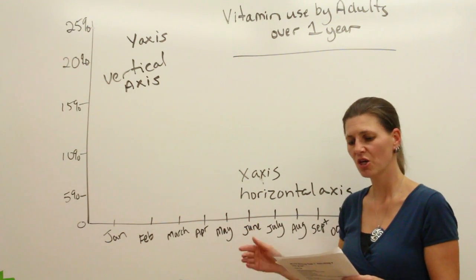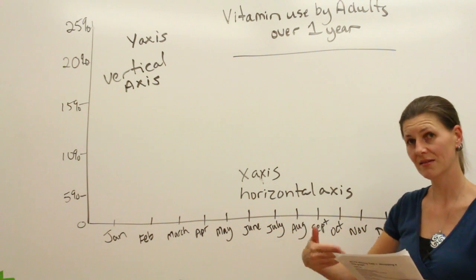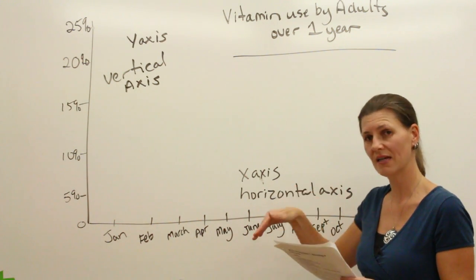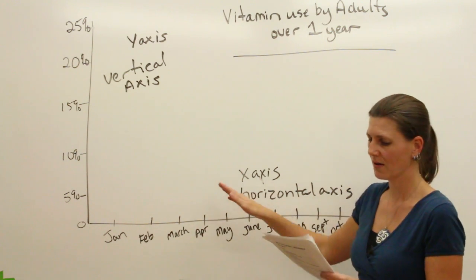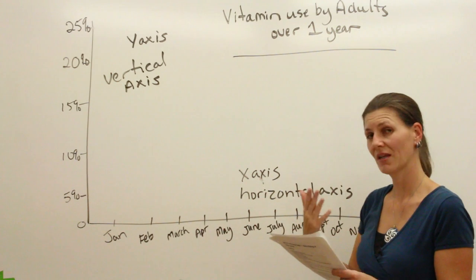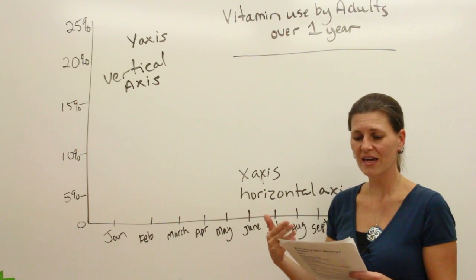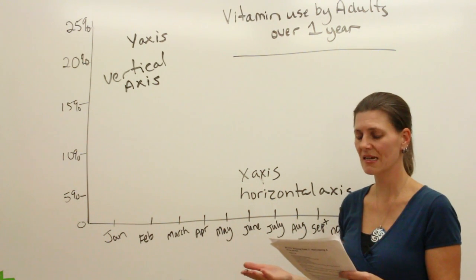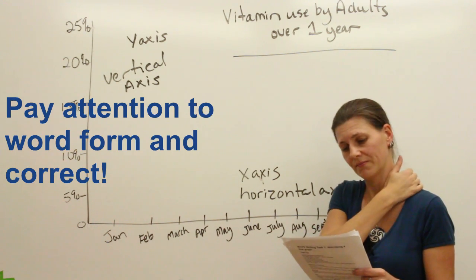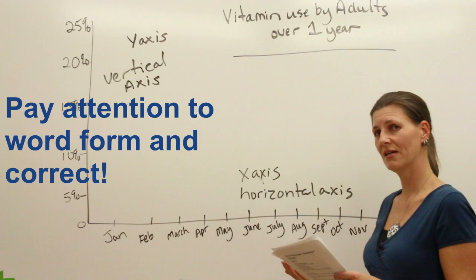It then fell gradually in March. I'll say that again. There was a slight decrease in the use of vitamins in March. The graph shows a slight decrease in March. Another way to say this, vitamin use experienced a steady decrease in March. Okay, are you getting the idea?